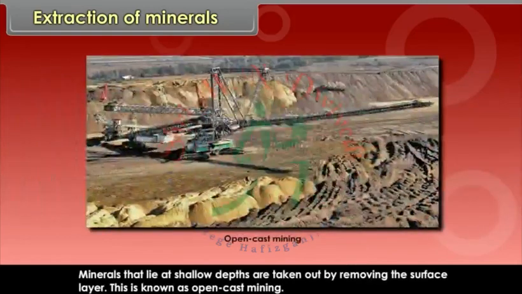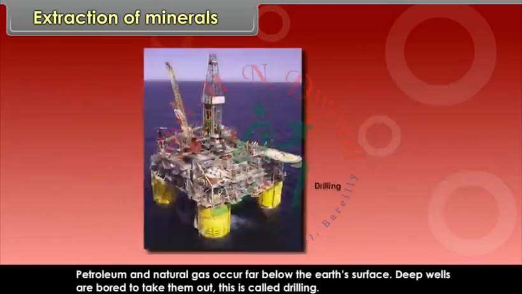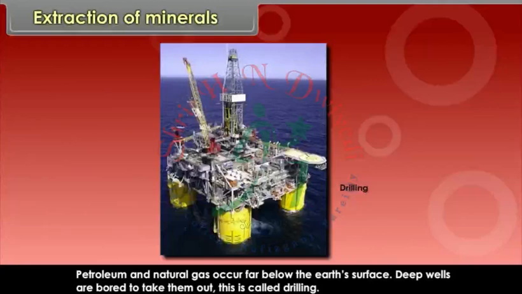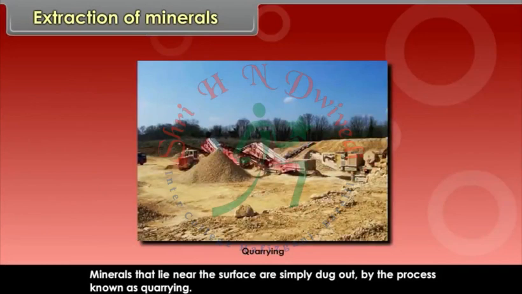Minerals that lie at shallow depths are taken out by removing the surface layer. This is known as open cast mining. Deep bores called shafts have to be made to reach mineral deposits that lie at great depths. This is called shaft mining. Petroleum and natural gas occur far below the earth's surface. Deep wells are bored to take them out. This is called drilling. Minerals that lie near the surface are simply dug out by the process known as quarrying.